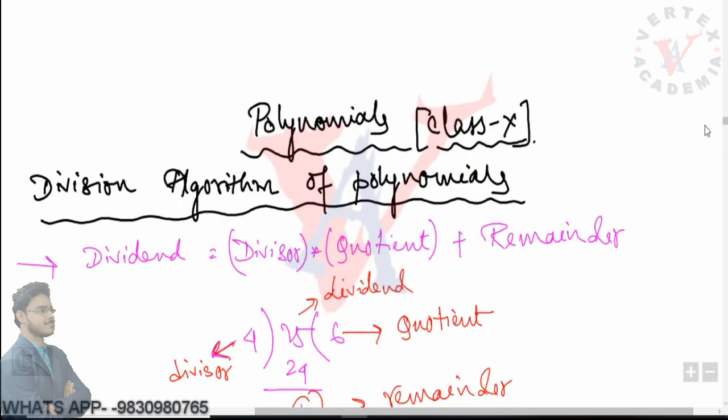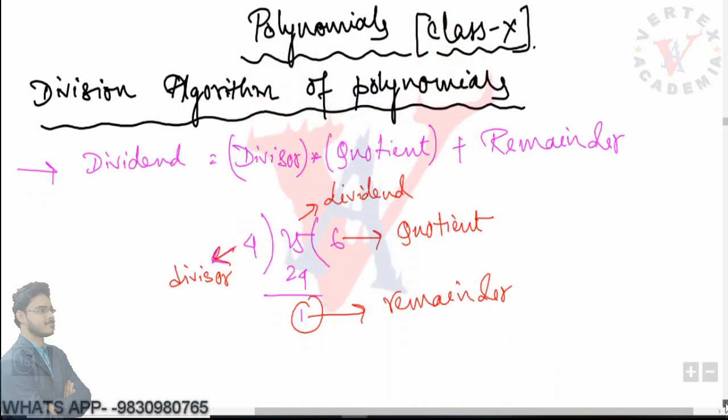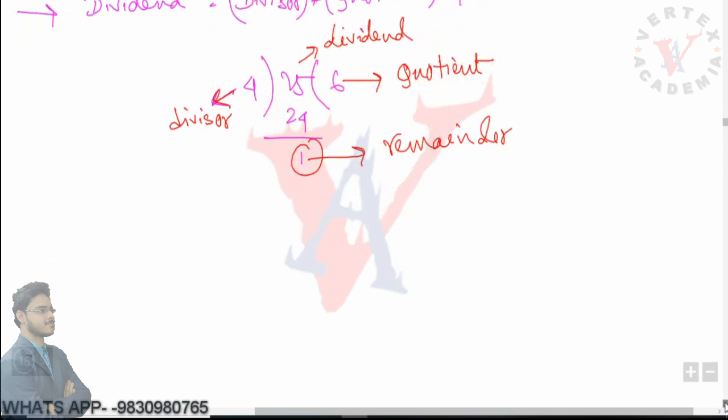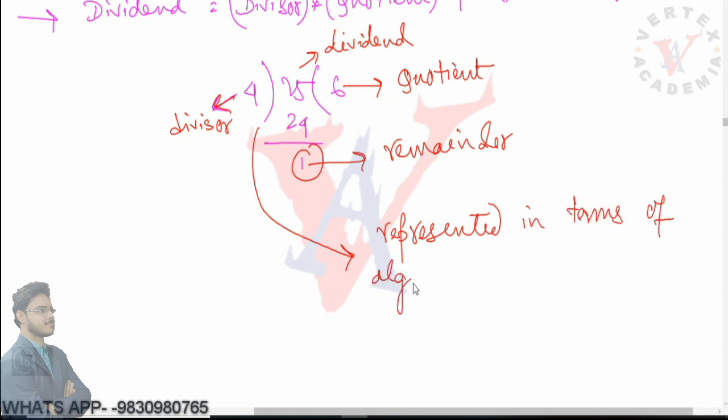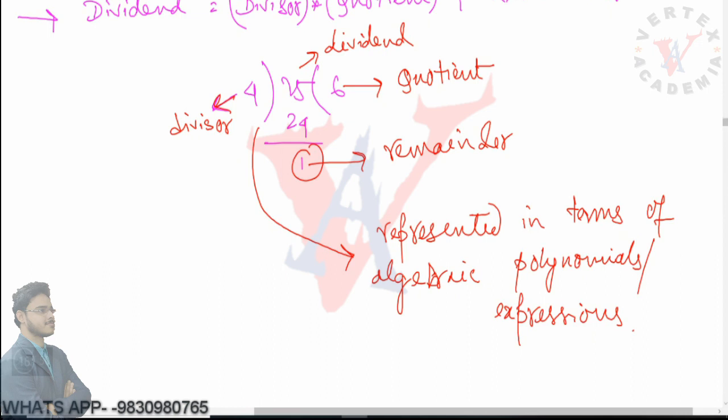So here, dividend equals divisor into quotient plus remainder. Now what happens is that when all these things are represented in terms of algebraic polynomials or expressions, then it becomes the division algorithm for polynomials.